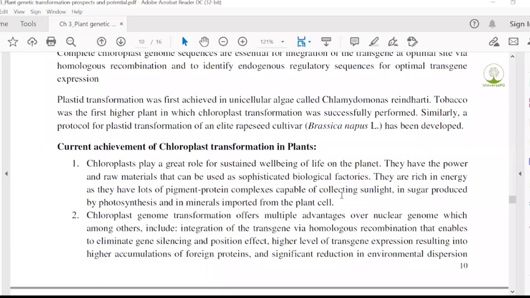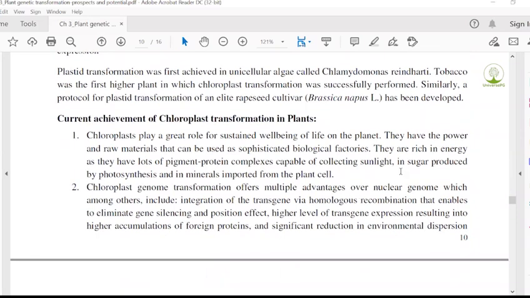Current achievement of chloroplast transformation in plants. How can we get benefits or achievements from chloroplast transformation in plants? First, chloroplasts play a great role for the sustained well-being of life on the planet. They have the power and raw materials that can be used as sophisticated biological factories.